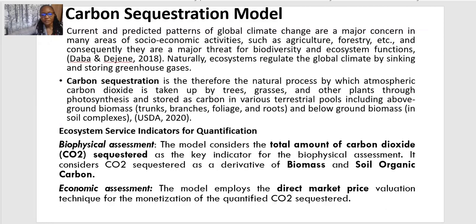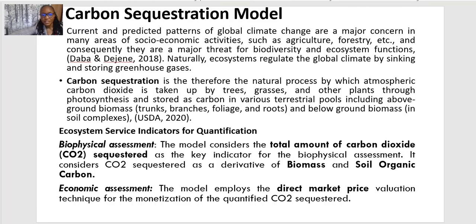First, the model considers the total amount of carbon dioxide sequestered, that is a biophysical assessment. And the key indicator for the biophysical assessment is the carbon dioxide. And how do we generate this carbon dioxide that is sequestered? It is by looking at the biomass and the soil organic carbon. There are quite a number of Earth observation data sets for biomass generated annually. There are also quite a number of soil organic carbon data sets that are generated annually.